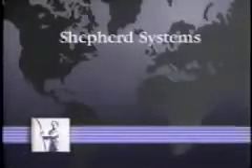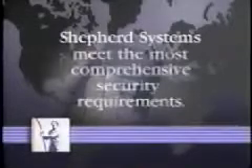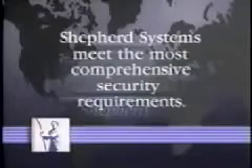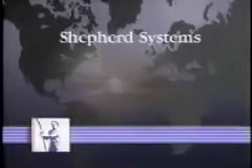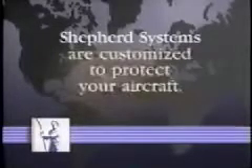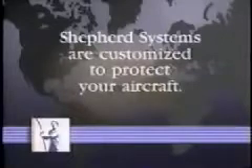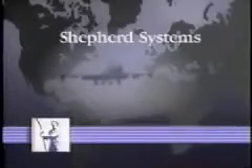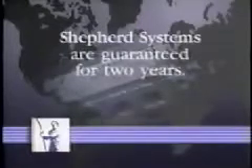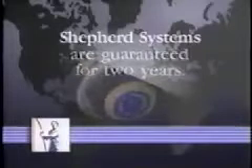These are the facts. Shepherd Systems meet or surpass the most comprehensive security requirements, including the rigid standards followed by the U.S. military. Shepherd Systems are customized in a cost-effective manner to protect whatever type of aircraft you own, from the smallest Learjet all the way up to the Boeing 747. Shepherd stands behind its products by providing a comprehensive 2-year performance guarantee on every system sold.